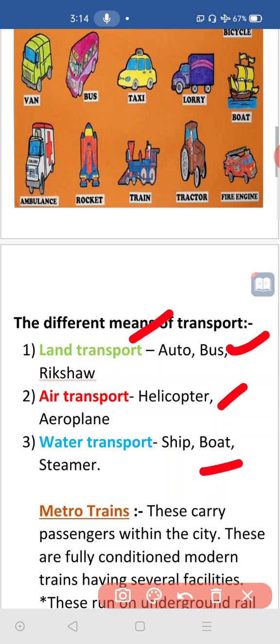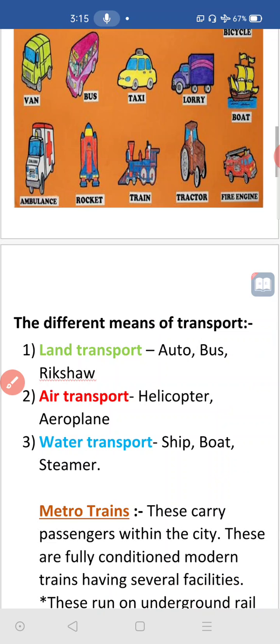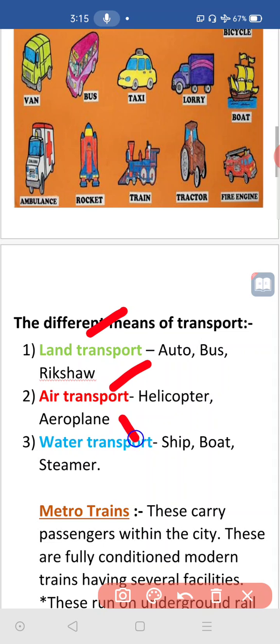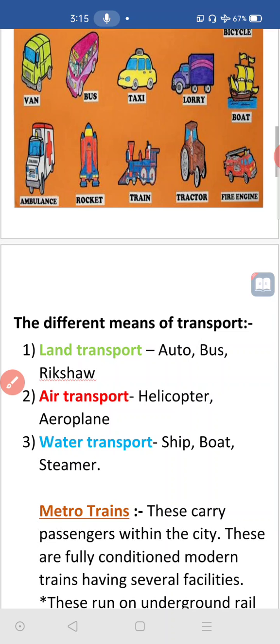And water transport: ship, boat, steamer. These kinds of vehicles we use as means of water transport. There are three types of means of transport. One is land transport, which are the vehicles moving on the land. They are all coming under this. Air transport, which are all the vehicles moving in the air, they are all coming under this. And the last one, water transport, which are all the vehicles we use on water. So these are the three different means of transport.